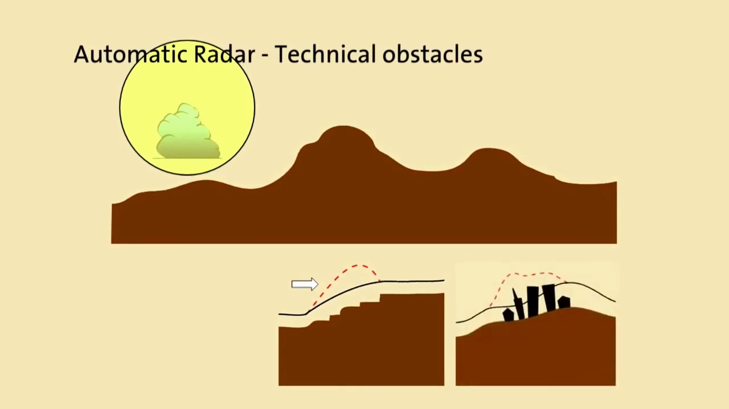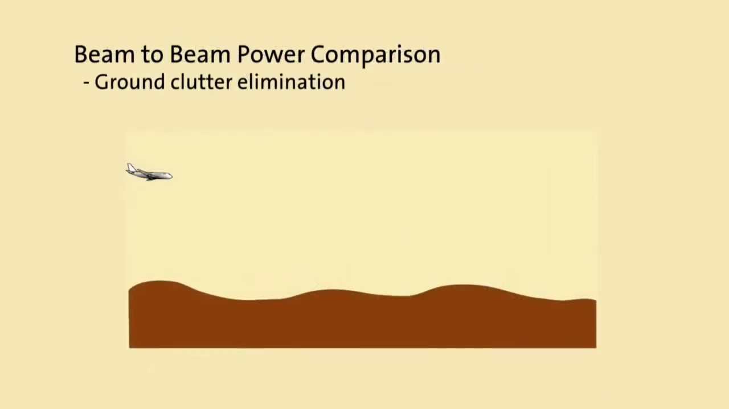Cities are even a greater problem because man-made structures are very strong radar reflectors and again introduce clutter into the radar return. The original technological breakthrough for MultiScan was beam-to-beam power comparison that enabled the radar to eliminate ground clutter.